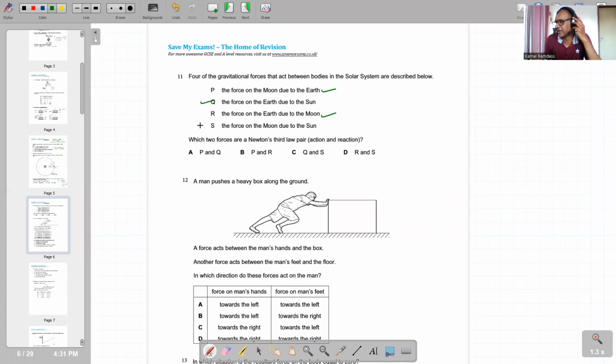Force on the earth due to sun, no. Force on the moon due to earth and force on the earth due to moon, that is an action reaction pair.